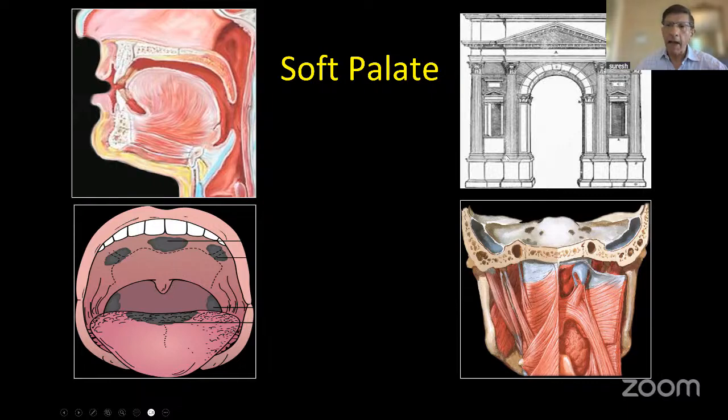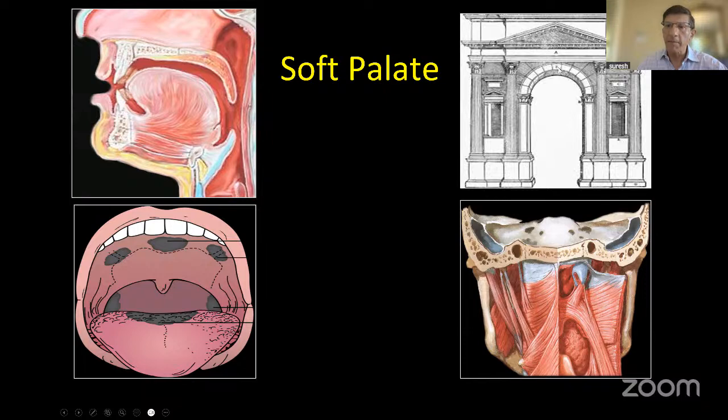And when I think of the palate, I tend to think of the Roman arch. So when we look at the soft palate, we talk about the palatal arch. These are the muscles that comprise the soft palate, and then we have these two muscles that extend from the palatal arch to the skull base. So I sort of think of this as a Roman arch. These are my tonsillar pillars on each side. This arch right here represents the palatal arch.